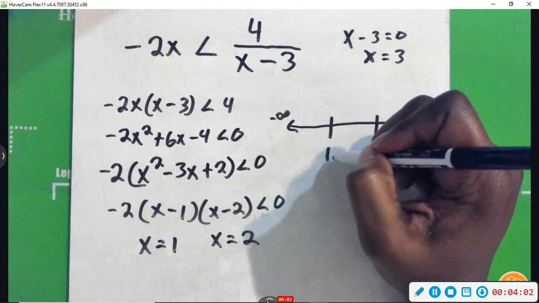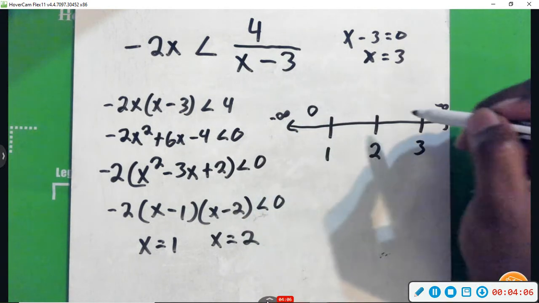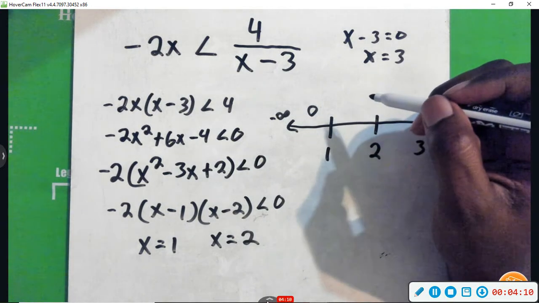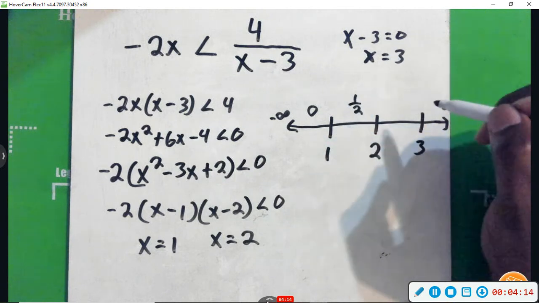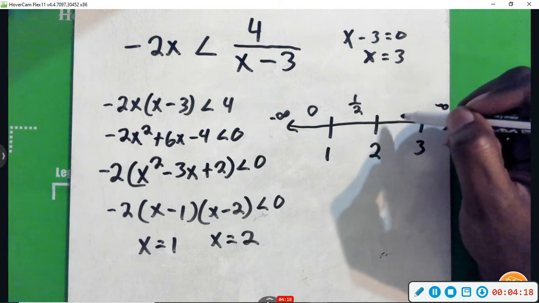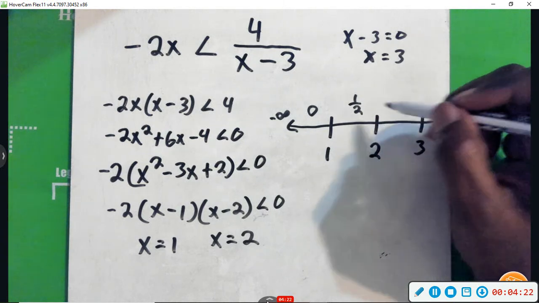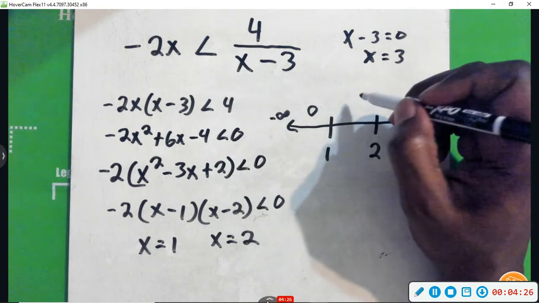So left of 1, I'm going to pick 0 to test. Between 1 and 2, I'm going to test a half. Between 2 and 3, I'm going to test, this actually needs to be 1.5, sorry. So I'm going to say 3 over 2.